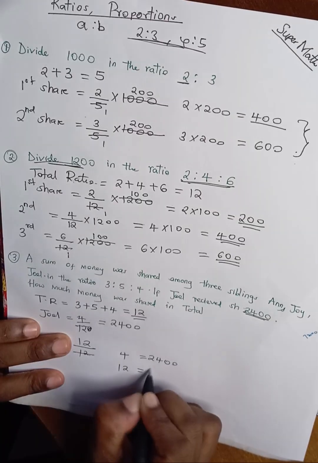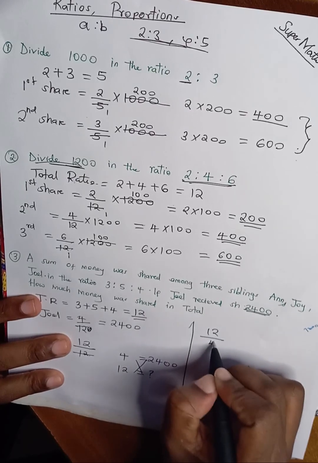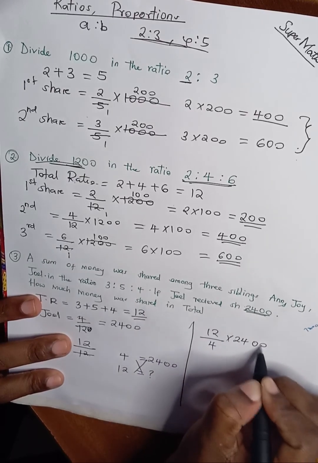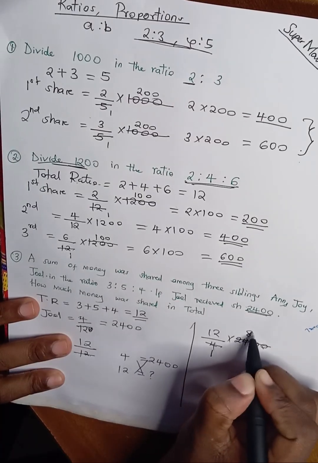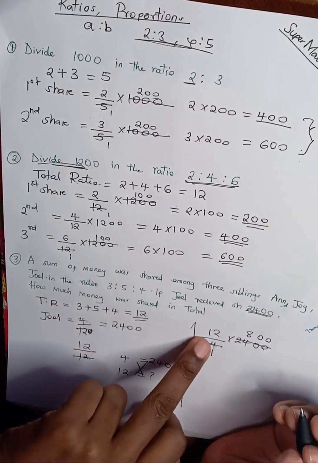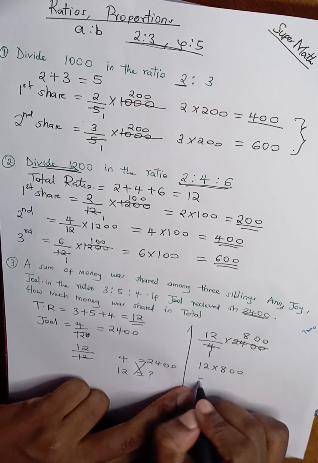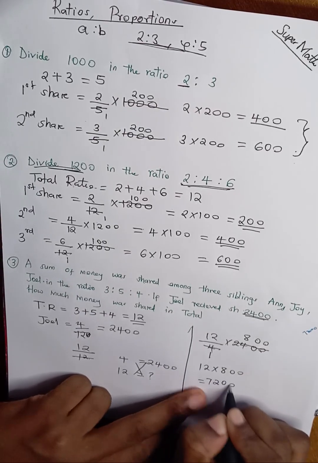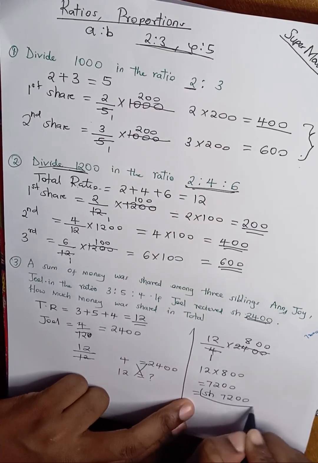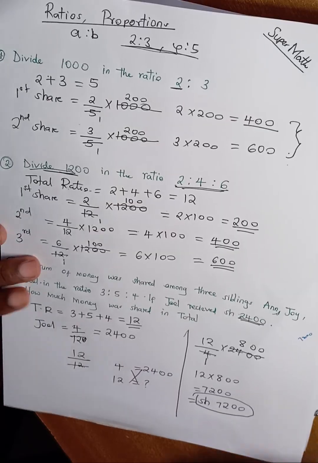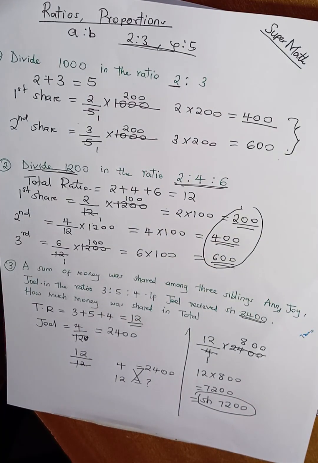How about 12? You cross multiply. It's 12 over 4 times 2400, right? 2400 divided by 4 is 600, hmm, by 4, 800. Now, 12 times 800. 12 times 8 is equal to 96, so the correct answer is going to be 9600 shillings. Now that is the answer for that question. That is the total amount that was there in the beginning, okay?